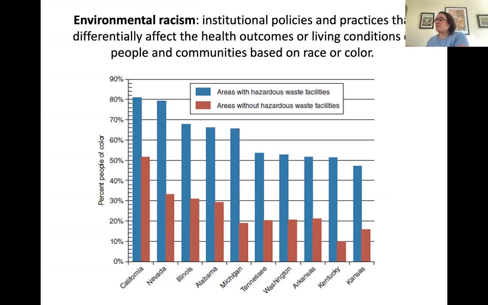The reading also talked about environmental racism as institutional policies and practices that differentially affect the health outcomes or living conditions of people and communities based on race or color. Here in this chart, we see one example showing neighborhoods with hazardous waste facilities, called host areas, have on average higher percentages of people of color than non-host areas. So when decisions are being made about where to put a hazardous waste facility, more often than not, those decisions are being made to be placed in neighborhoods with poor people of color.